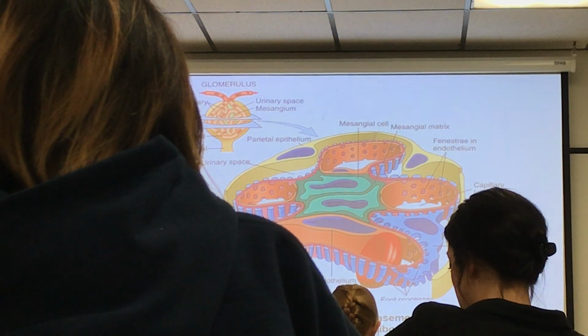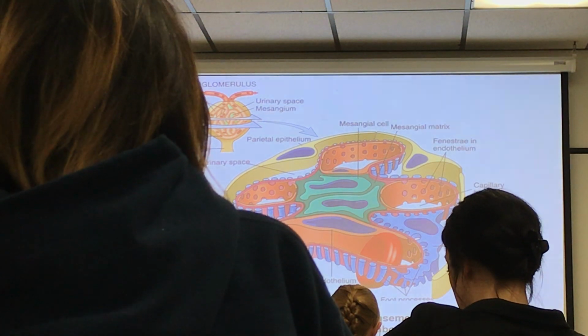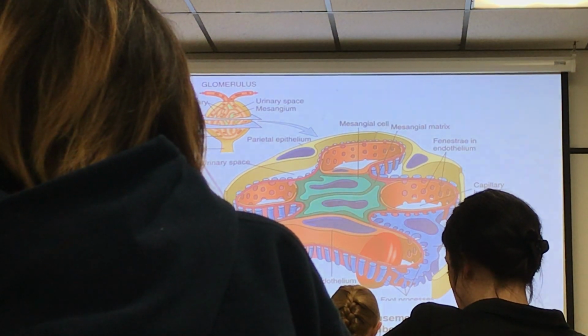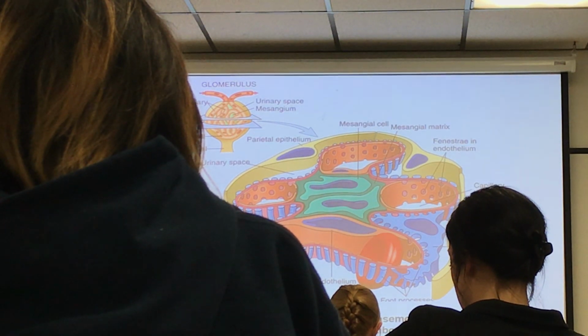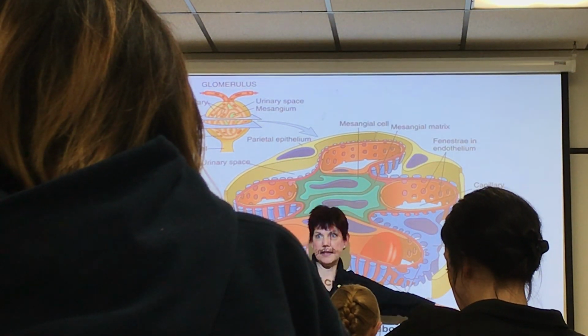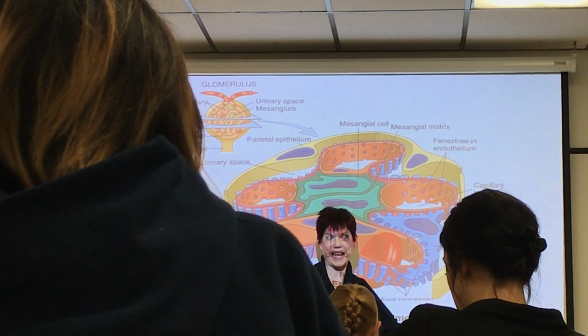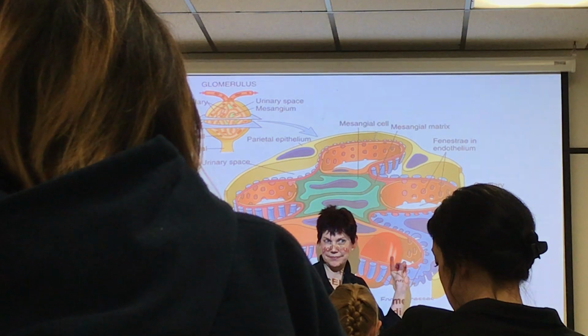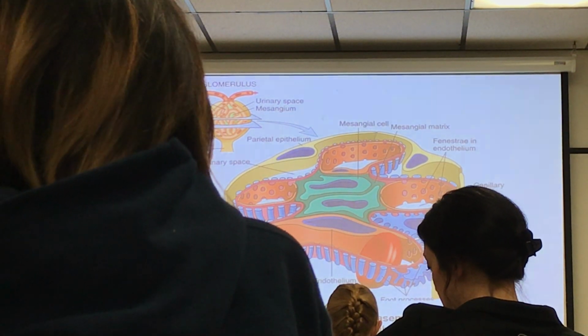Will you say that one more time? Yes. So contraction of the intraglomerular mesangial cells is going to decrease the surface area of the basement membrane, which decreases the filtration ability. So this is going to be the opposite effect of what we just talked about. So intraglomerular mesangial contraction is going to decrease filtrate formation.